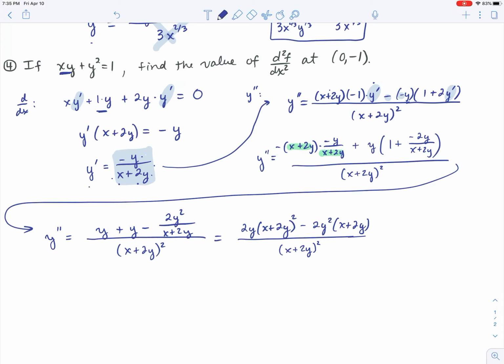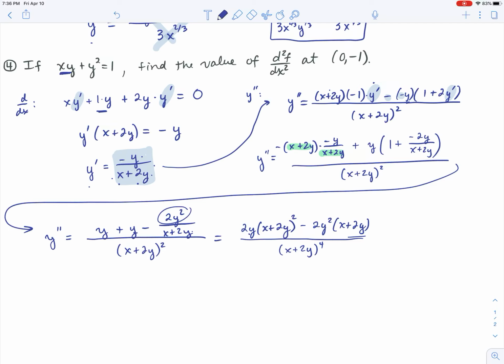So the y plus y gives us 2y, and then we have minus this. What I did is I multiplied this term by one more of these to put it over squared, and then it's already over squared. So then this denominator should be x plus 2y to the 4th power. And that should work out.